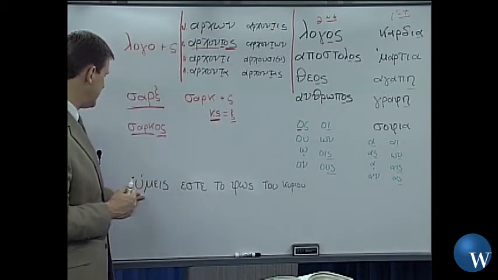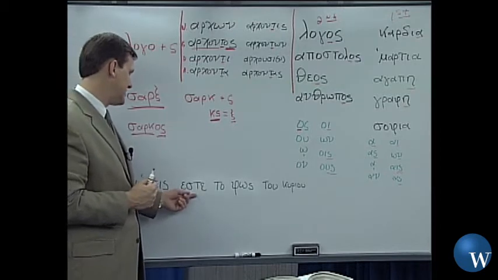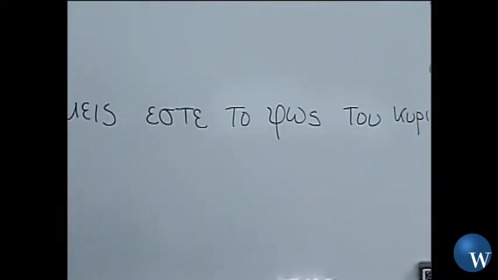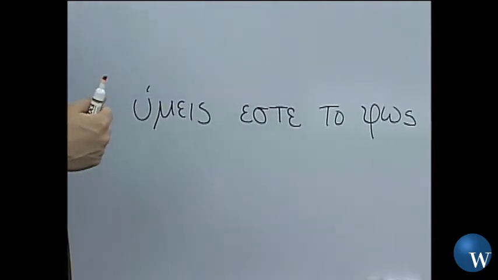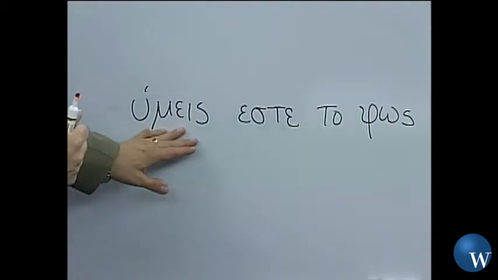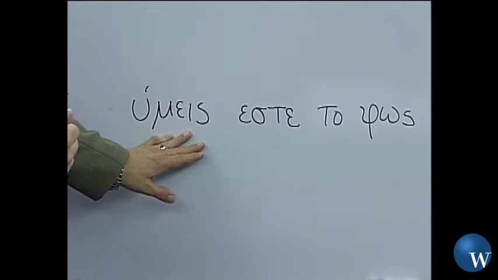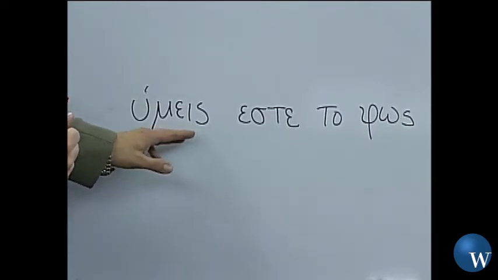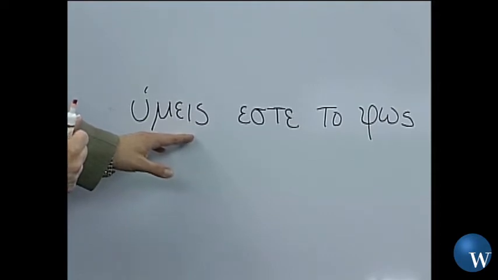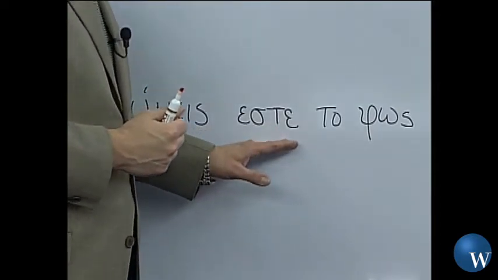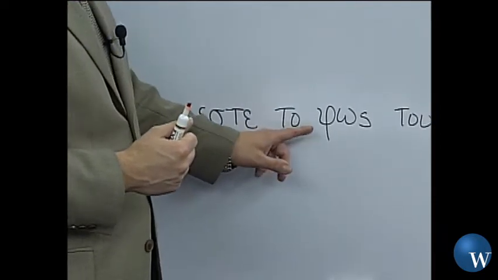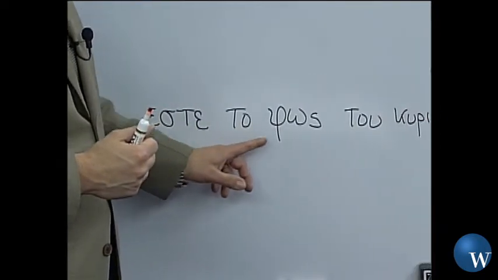If you look at this sentence, humes, este, ta, phos, tu, kuriou, right? And that's from your textbook. Humes, right, is our personal pronoun, nominative case, humes, hemon, hemin, hemas, humes, you are, and then here is our to be verb, so it's just further stressed, right? You are, and then to or ta, phos.